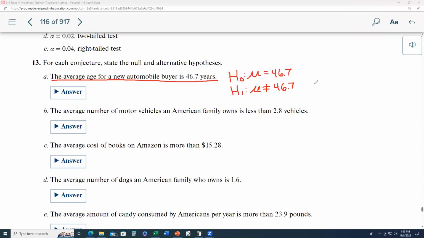It would be a two-tail test because our alternative statement is not equal to. Okay. All right. That's your answer for that one there. I'm going to do one more.